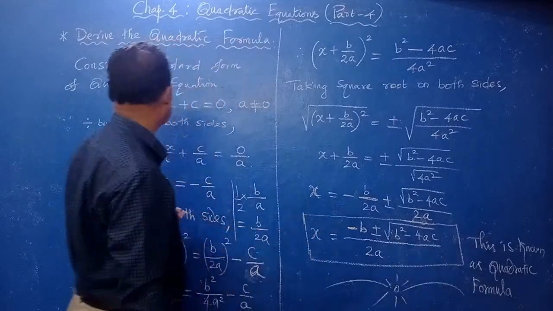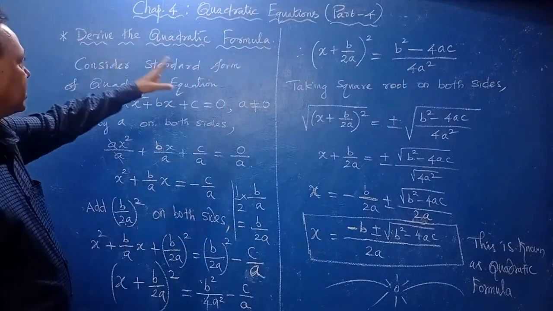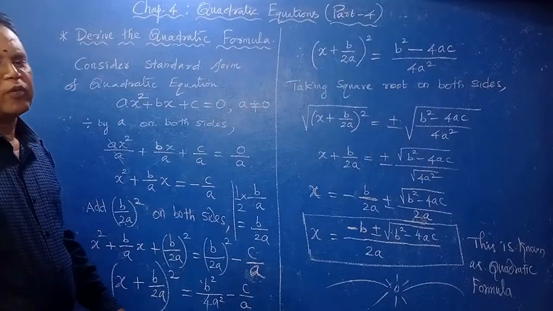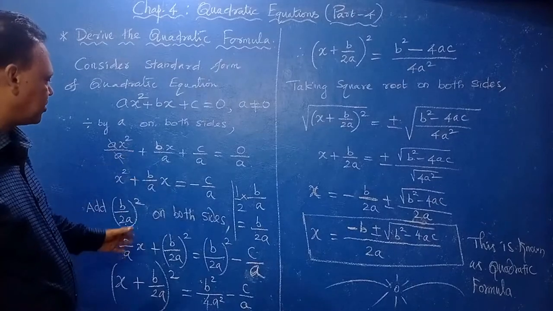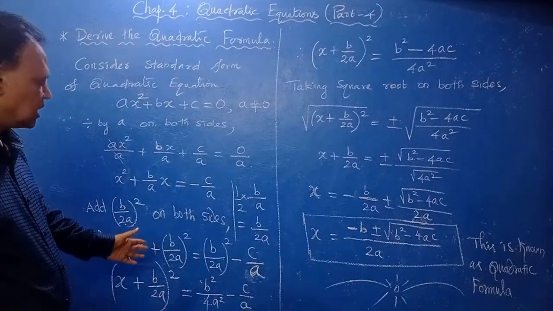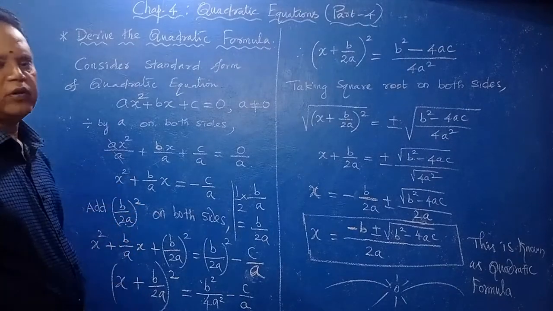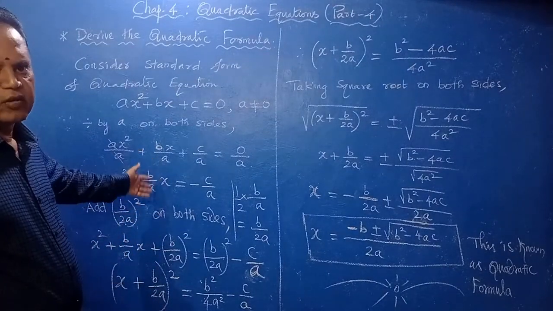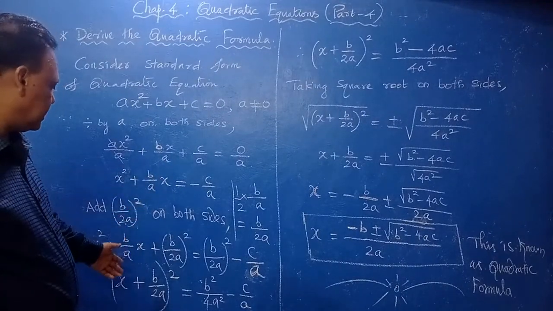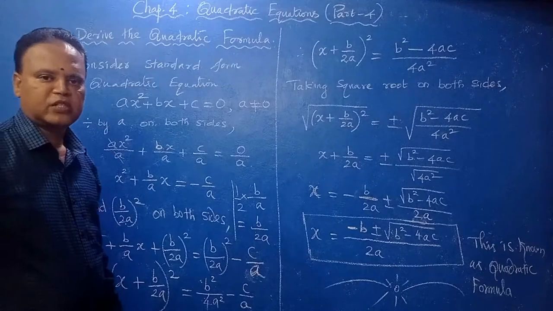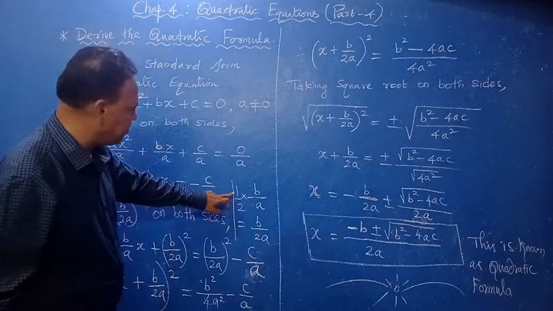So this is called the quadratic formula. This whole thing is the derivation of the quadratic formula, very very important for you. So you have to learn the method. This method is very useful in higher classes, very very useful in differential calculus, integral calculus, differential equations. This method, the completing square method, is very very important. That's why you learn it.